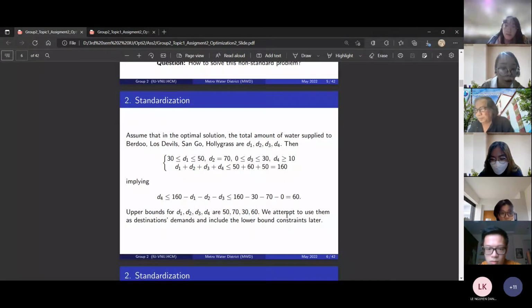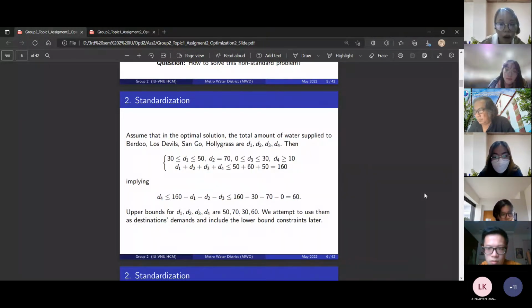Note that although Holy Cross can receive as much as possible, in fact the available water sources we can actually supply to Holy Cross is limited. Assume that in the final optimal solution, we supply D1, D2, D3, D4 to Purdue, Los Deville, Santiago, and Holy Cross. And we can see that.